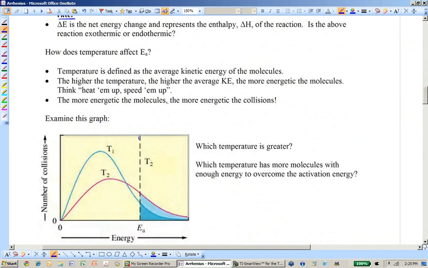So, how does temperature affect the activation energy? You need to be able to interpret graphs like this, and they're not that intuitive, so I'm going to walk you through it. Temperature is defined as the average kinetic energy of the molecules, right? Temperature is proportional to the average kinetic energy of the molecules. That is the definition for temperature.